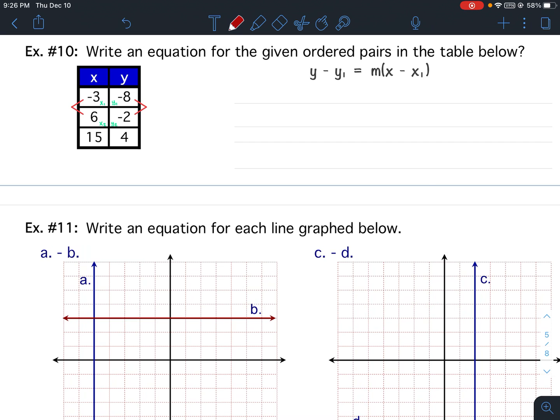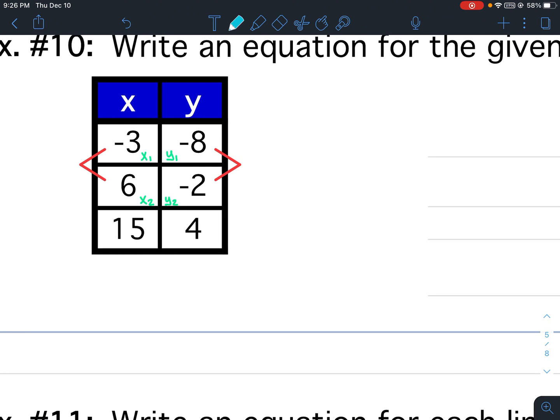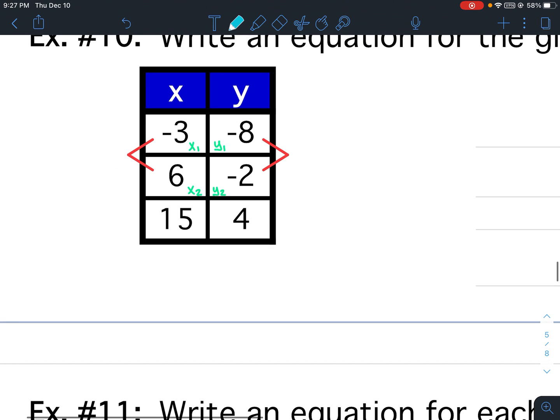So once again, we want to look at this column right here, that x column. Do you see any zeros? If we have a 0 in that x column, we're halfway done because we would know what the y-intercept is. But unfortunately, once again, this does not have a 0 in that x column. So that means we have to find the slope and then use the slope in one of the points, plug it into the point slope formula, and solve.